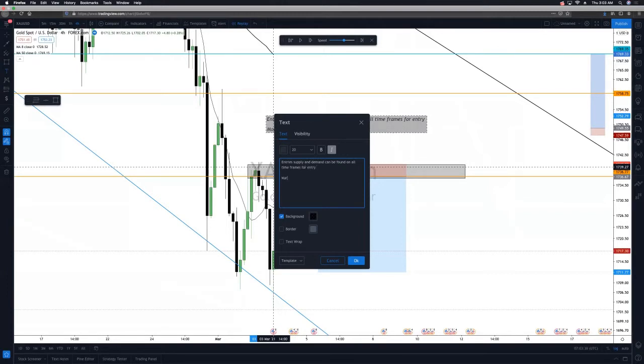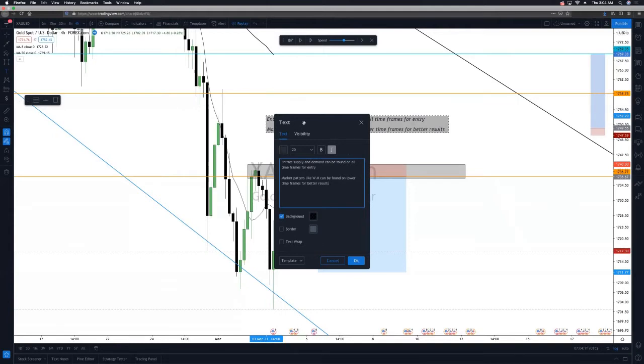Market structure patterns like W's and M's can be found on lower time frames for better results. You can also use higher time frames for market pattern structure. I would say use lower time frames like 5 minute for double bottoms.